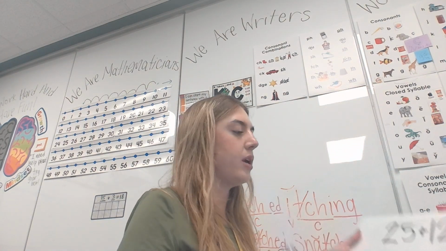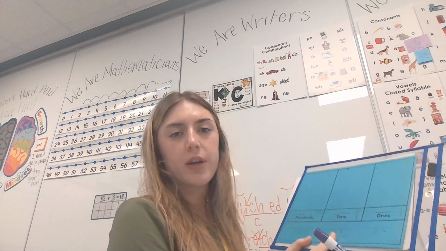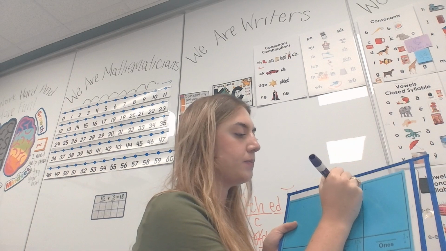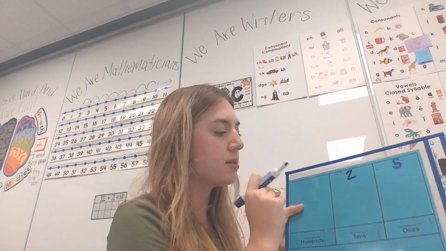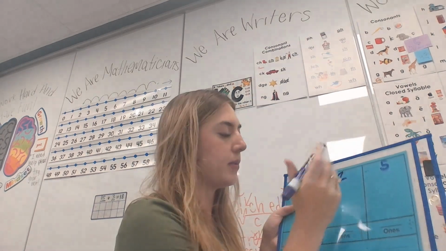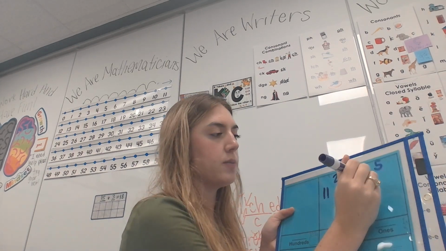Okay, and so what we're going to do for this first one right here, 25 plus 12, is I'm going to look at the number 25, and I know that that has a tens place and a ones place in it, okay? So the number 25 looks like this. We have nothing in the hundreds place. I can draw my tens and my ones based off of these digits. I see that I'm going to have 2 tens, and I'm going to have 5 ones.